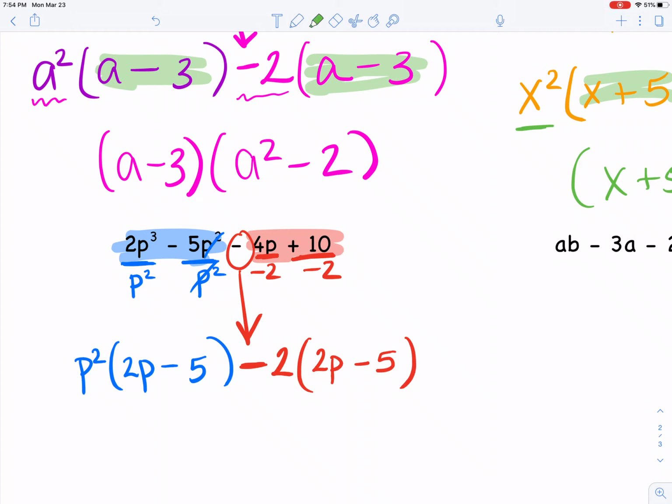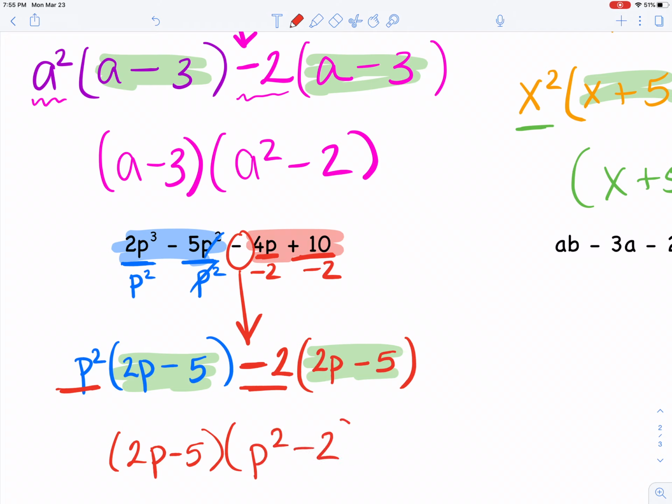Again, I know whatever's going to be in the first parenthesis is going to be in the second parenthesis if I do it correct. If they're not the same, then I know I made a mistake. So 2p minus 5 is first, and then the two terms in front of the parentheses, p squared and minus 2, are going to go in the second parenthesis.